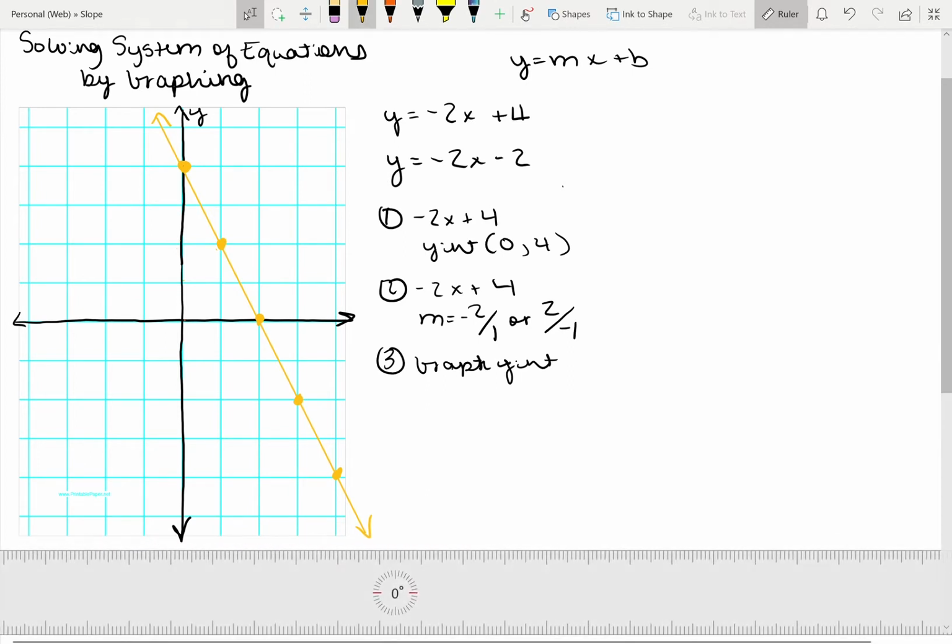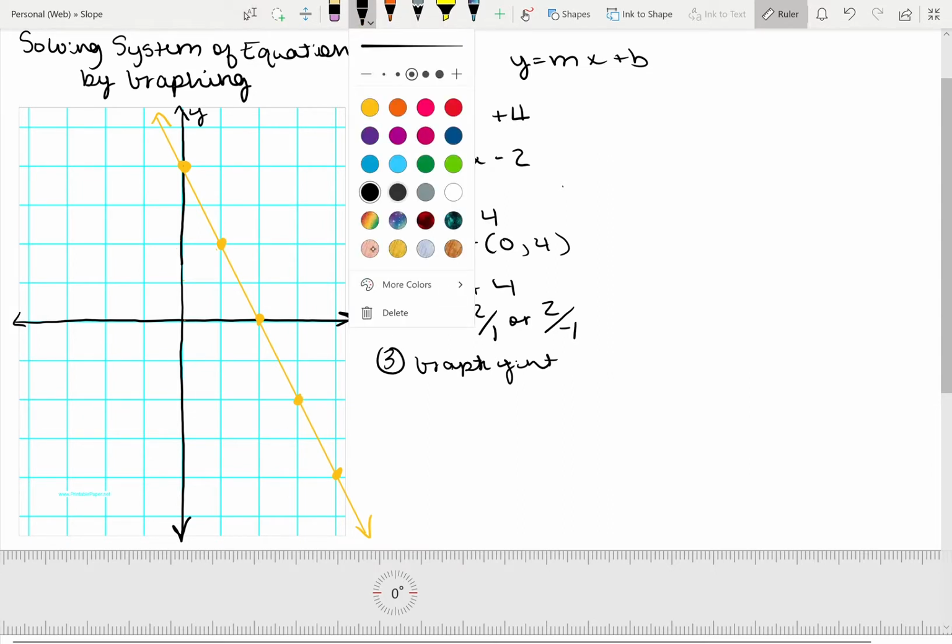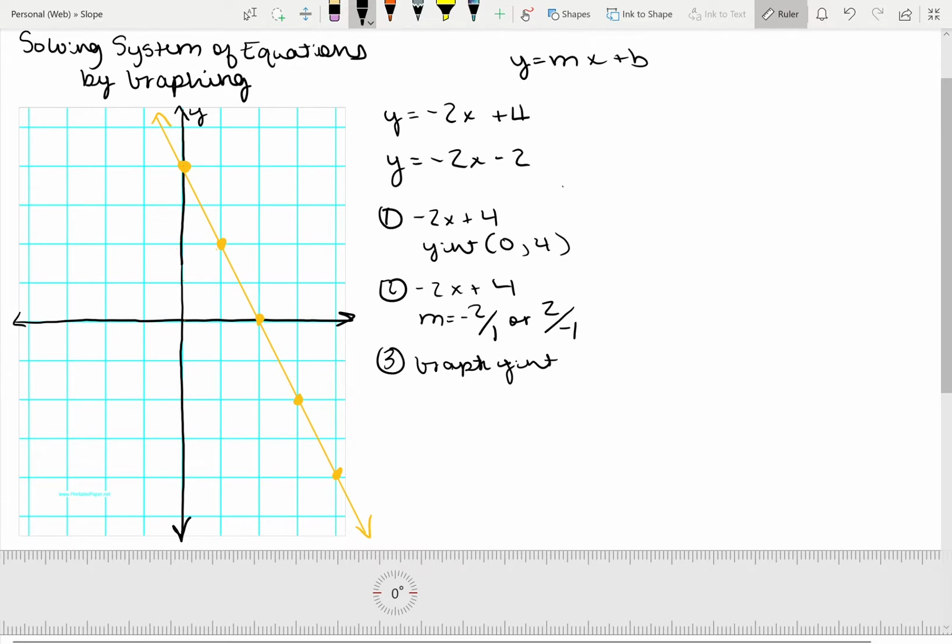And let's go ahead and work on the next problem to see if we can find the point of intersection if these two lines are parallel. It has no solutions. So for the second problem, we're using negative 2x minus 2. The y-intercept is at (0, negative 2). Number 2 would be to find the slope. It's negative 2x minus 2, and therefore our slope is equal to negative 2 over 1. Or if we want to find points in the opposite direction, it would be positive 2, negative 1.